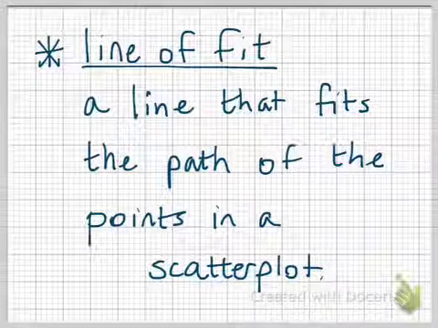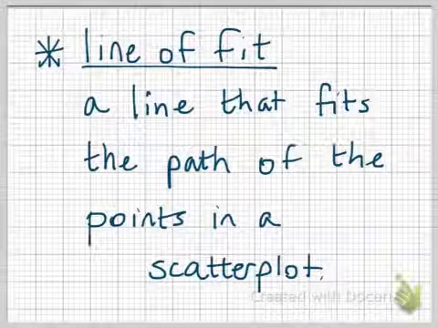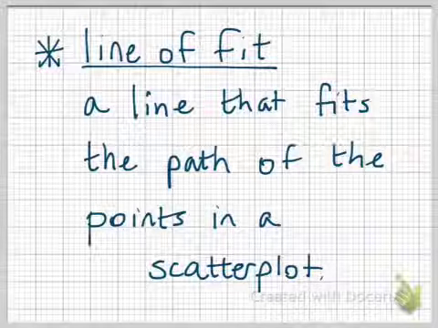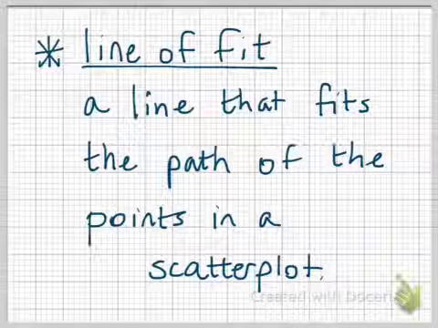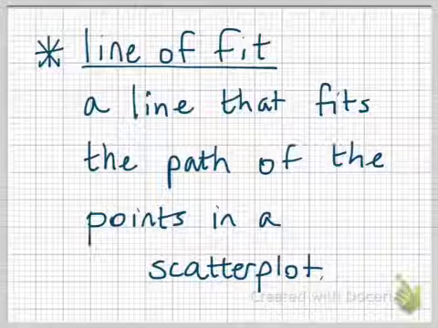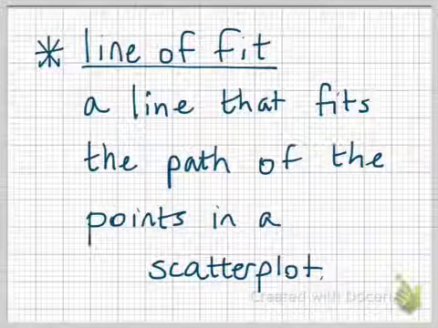Well, these lines that we've been drawing to see what the correlation is lead us towards the next concept, which is the line of fit. And a line of fit is where it ties back to what we've been doing throughout the chapter in writing equations and such. A line of fit is simply a line that fits the path of the points in a scatter plot.